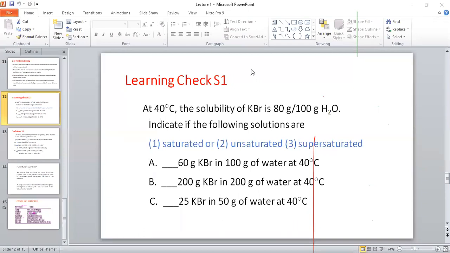My name is Timothy. For A, it is because the maximum amount of solute that is required is not yet complete. The maximum amount is 80, but what we are given for A is 60. So A can still take more solute, so it is unsaturated, ma. All right. Okay, you're right.